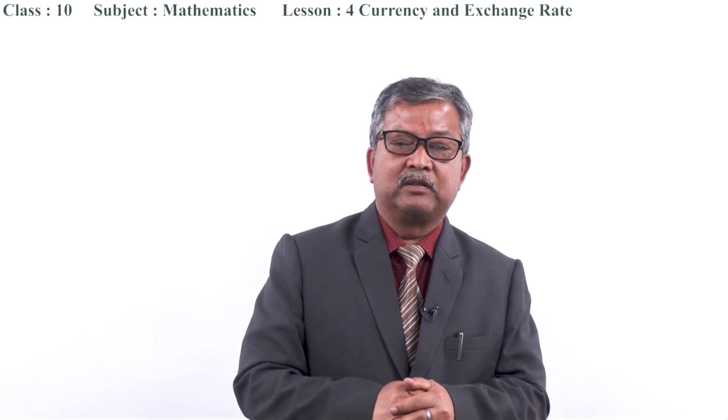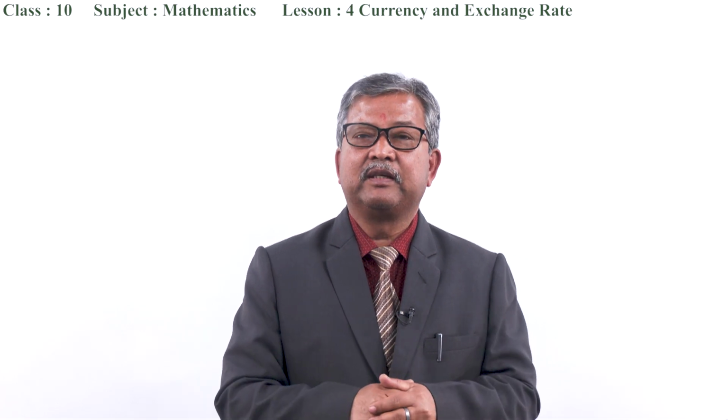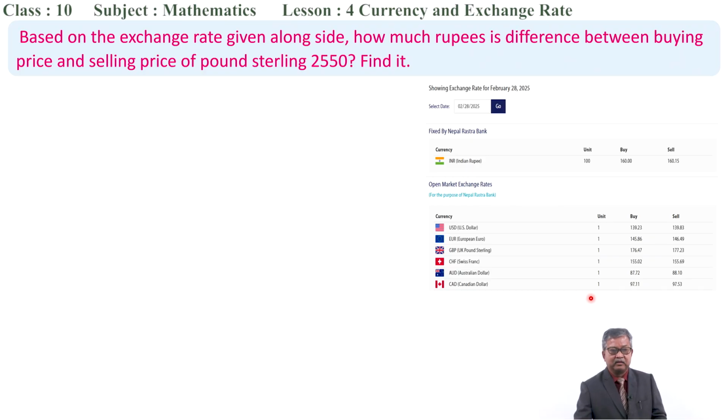So now let's discuss some problems on the basis of this exchange rate. Yes. So based on the exchange rate given alongside, that is the exchange rate of February 28, 2025, here I am showing it now. And how many rupees is the difference between the buying price and selling price of pound sterling 2,550? Find it. What is the question here?